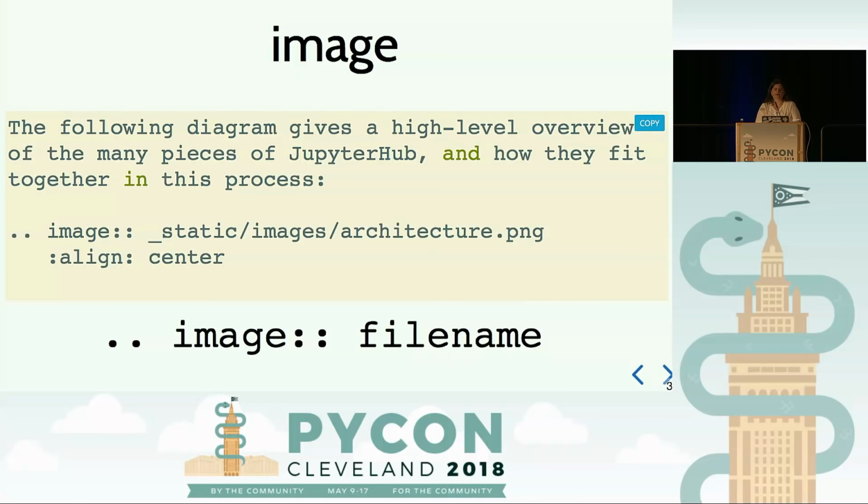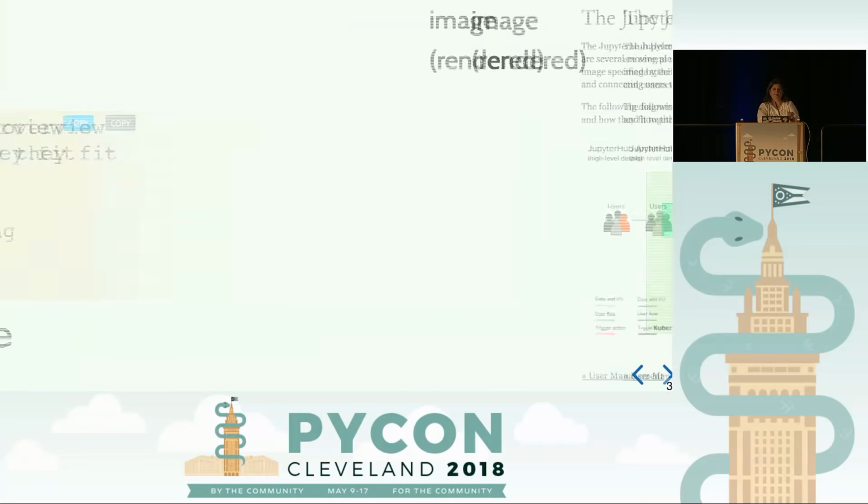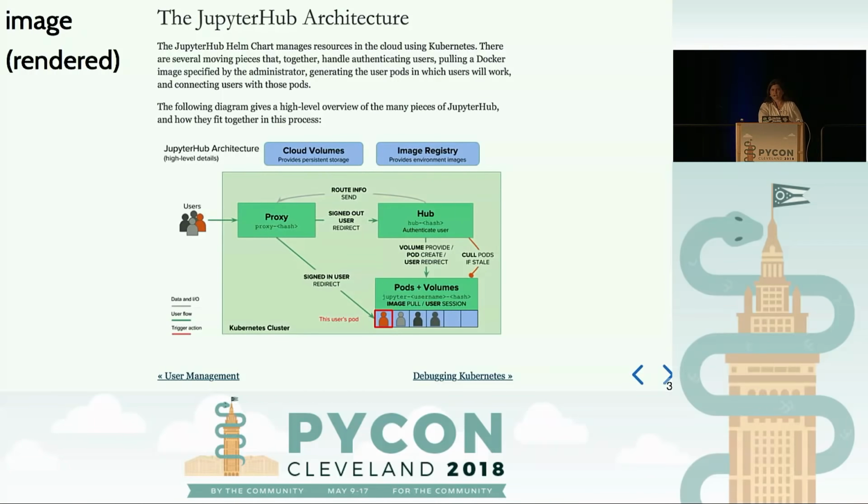But basically what you're doing is you have these things called directives. And it's basically two periods, a space, the directive name, two colons, and then some optional information after it. So in this case, we've got an image file name, and most images are stored in the static directory. And so you'll have this text in a restructured text file, and then when it renders after running make build, you'll get this really nice documentation with an image embedded in there.